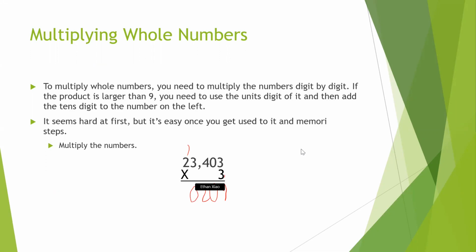And make sure you always add this number, the little number on the top, after you multiply. Because if you don't do that, you're going to get it wrong. And 3 times 2, and I'm adding 1 again. 3 times 2 is 6, and 6 plus 1 is 7. Answer is 70,209.